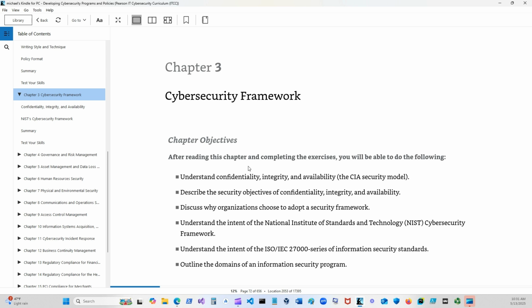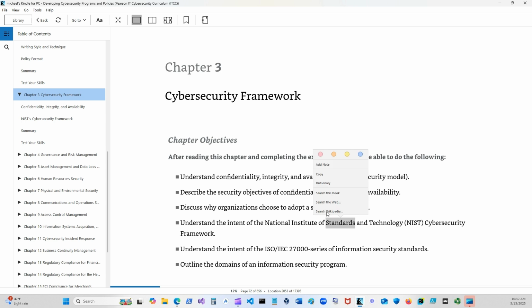Okay, cybersecurity framework. You have to understand confidentiality, integrity, and availability, the CIA security model or triad. Describe the security objectives of confidentiality, integrity, and availability. Discuss why organizations choose to adopt security frameworks. Now, this one is important.